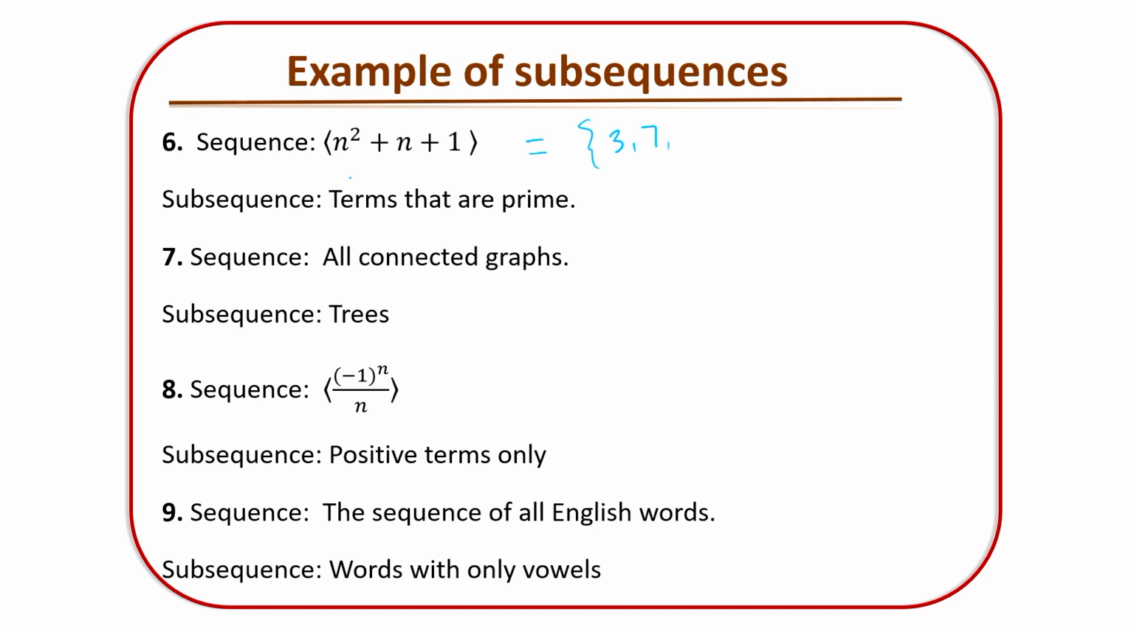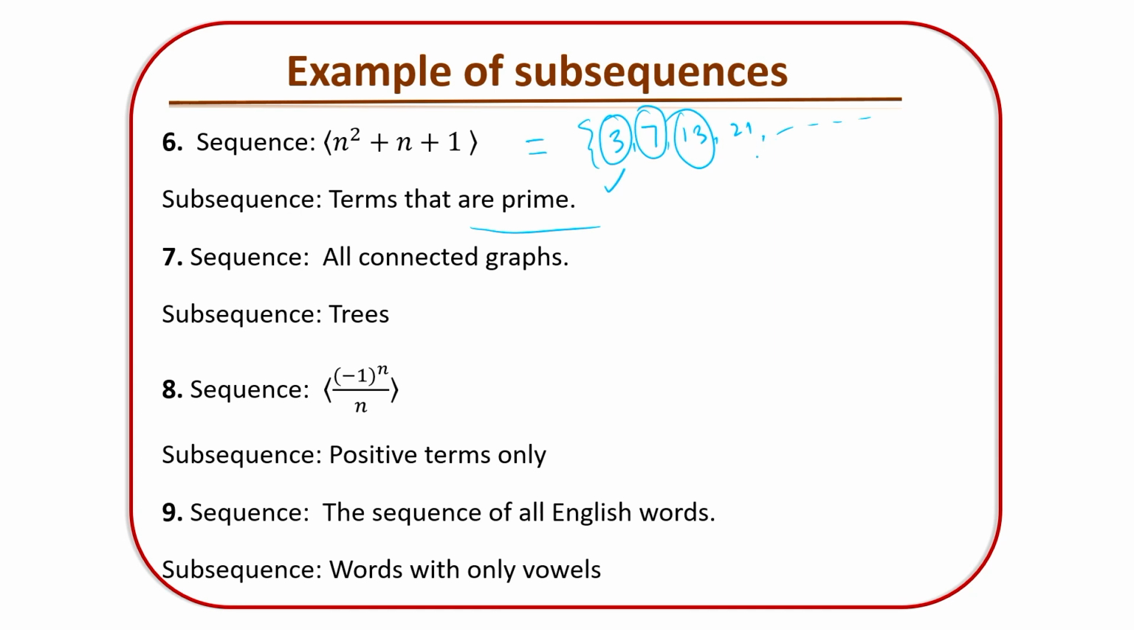Now put 3: 9 plus 3, 12 plus 1 equals 13. Now put 4: 16 plus 4, 20 plus 1 equals 21, and so on. You can put 5, 6 and so on. Now the sequence only comprises prime numbers. So 3 is a prime number, right? 7 is a prime number, 13 is a prime number.